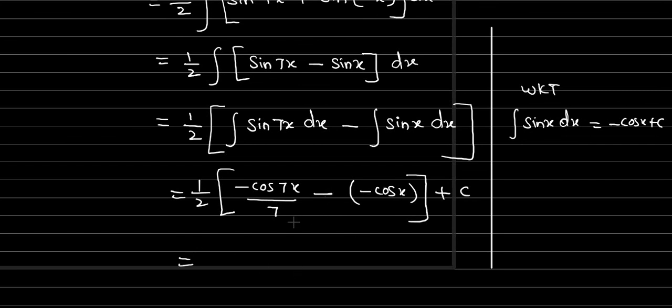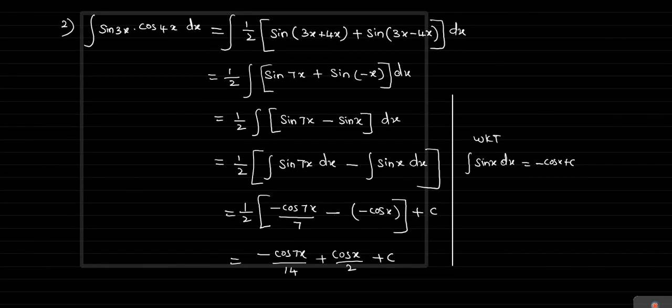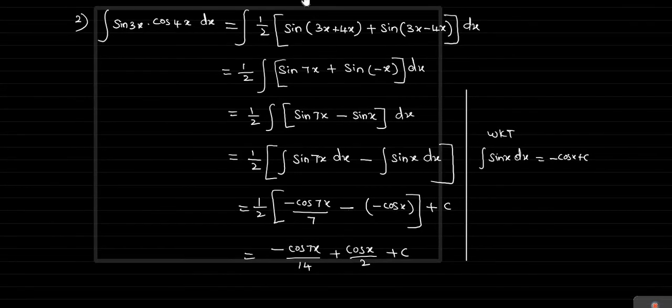Now this minus minus I am going to combine. At the same time, this 1 by 2 I am going to take inside. So minus cos 7x by 14, minus into minus, plus cos x by 2 plus c. So that's all this sum. Now we can move on to the next one. Next, the third one, we'll see what is the given function.